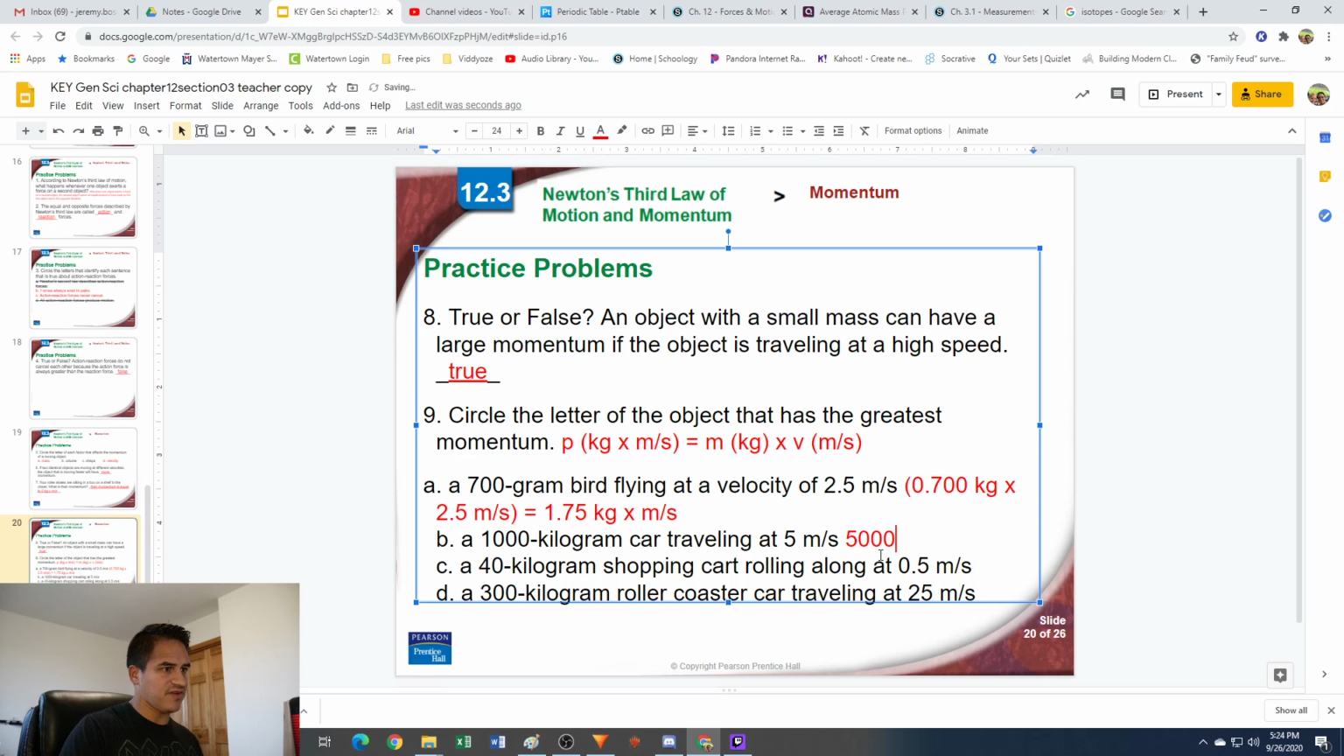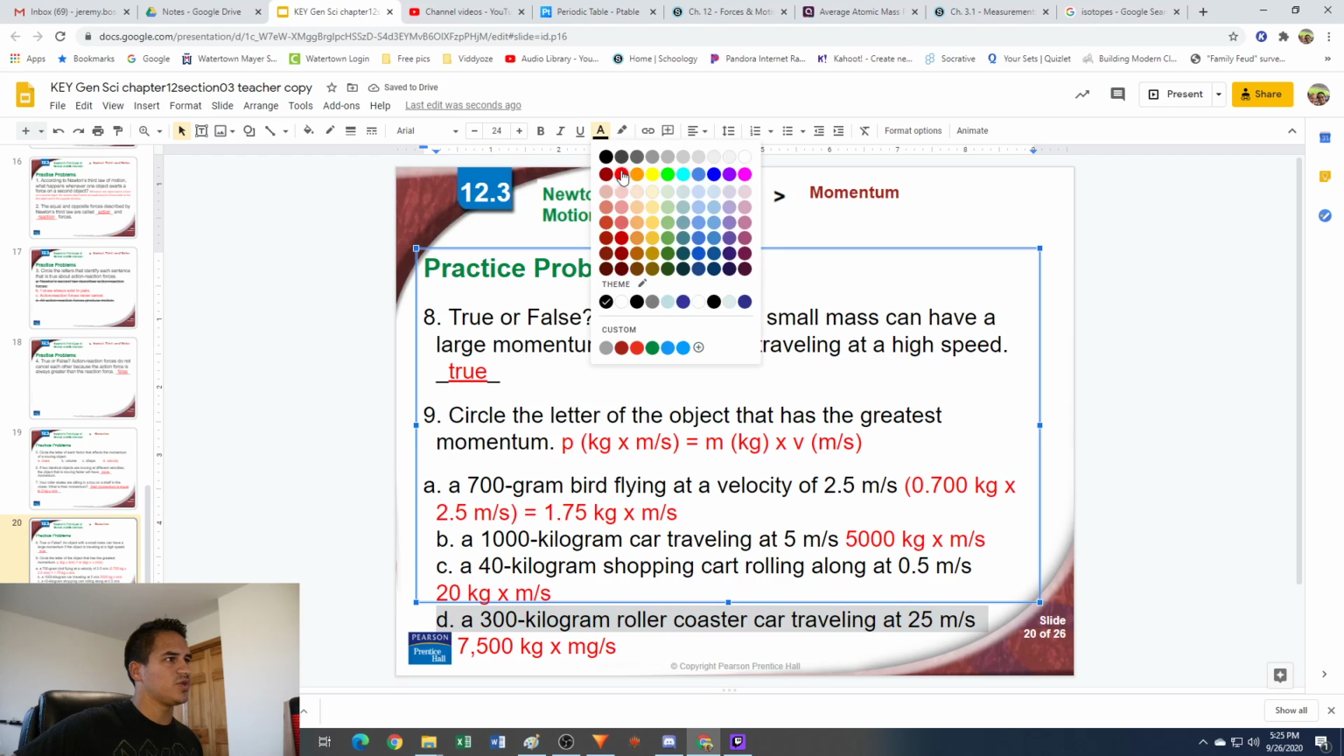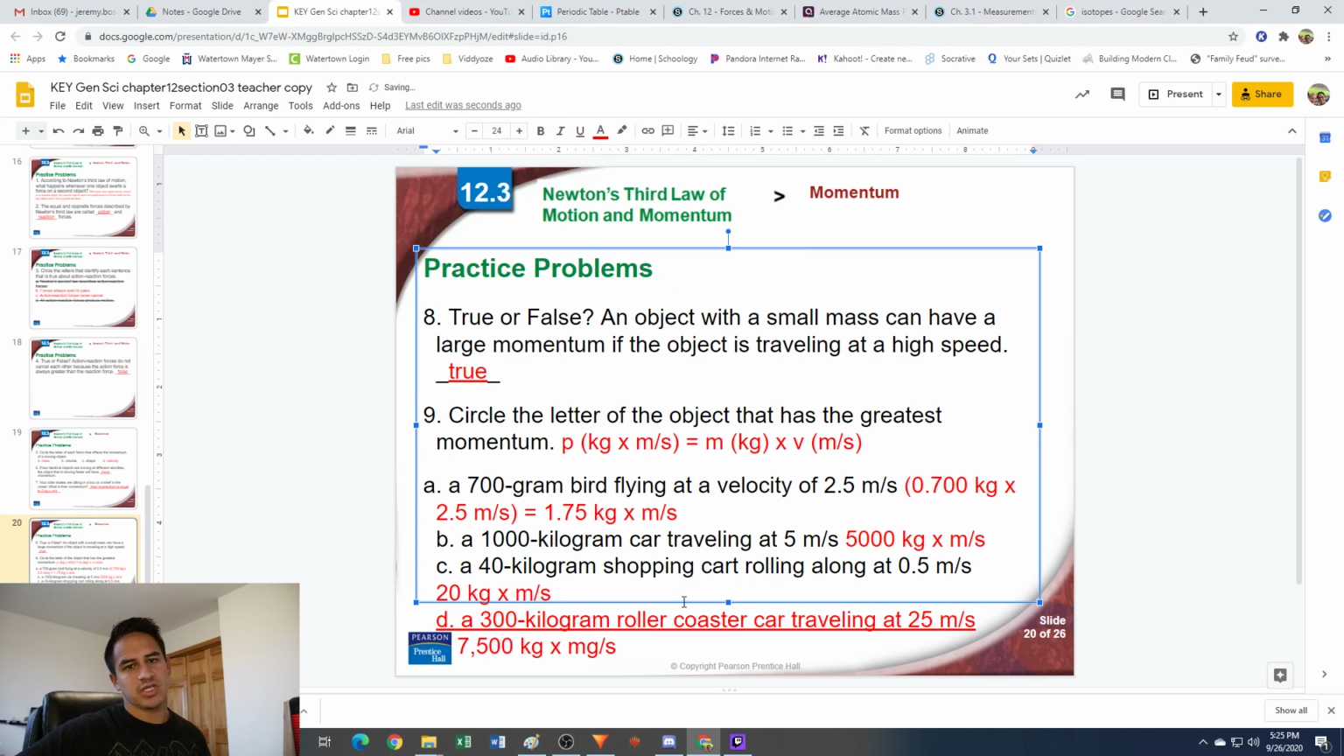1,000 times 5, that would be 5,000 kilograms times meters per second. Letter C, we will take 40 times 0.5, that's only 20 kilograms times meters per second. And letter D, a 300 kilogram roller coaster traveling at 25 meters per second. So 300 times 25 gives us 7,500. So of each of these, letter D is the correct answer as to which one has the most momentum. Letter D.